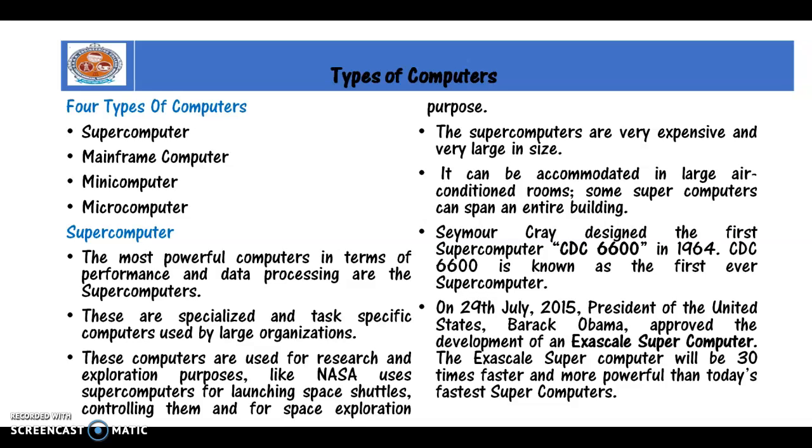Coming to the types of computers, they are majorly categorized into 4 types. The first one is supercomputer, the second is mainframe computer, the third is minicomputer, and the fourth is microcomputer. The supercomputer is the most powerful among the 4 types in terms of performance as well as data processing, and these are used for specialized or specific tasks.